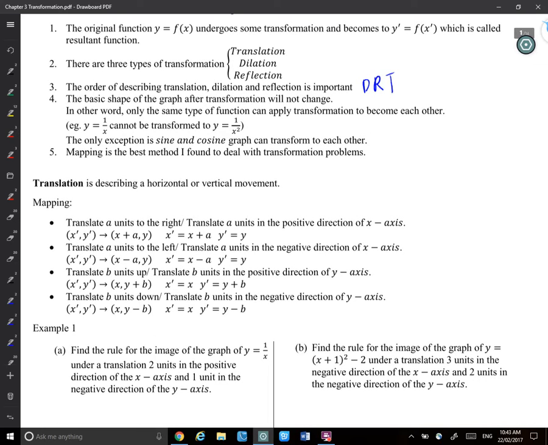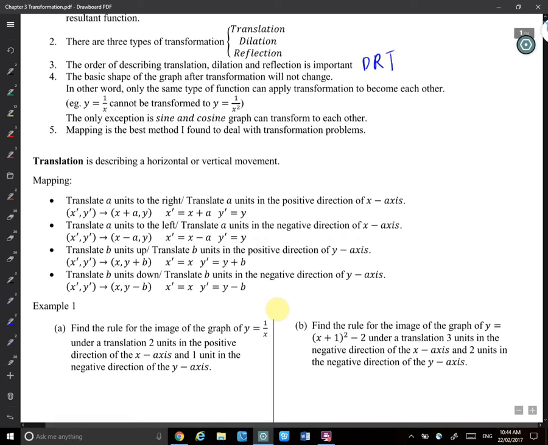So the basic shape of the graph after transformation will not change. For example, if it's a parabola, that will still be a parabola, but maybe fatter, maybe taller, maybe moved to the right or left, but the basic shape will not change. So, for example, y equals 1 on x will not be transformed to y equals 1 over x squared because the shape has been changed. So we cannot transform different types of graphs, but there's one exception, which is the sine and cosine graph. Sine and cosine graphs can be transformed to each other easily because the sine graph and cosine graph look exactly the same, but there's some shift in between.